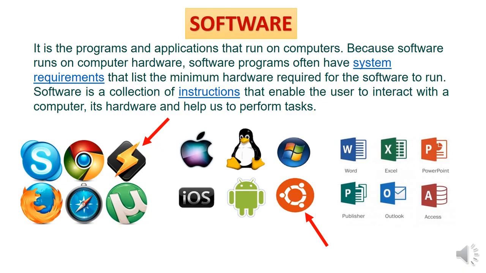Software is a collection of instructions that enable the user to interact with a computer and its hardware, and help us to perform tasks. Now, when software is made, many codes are put into the software in a sequential manner so that the software can be executed step by step.